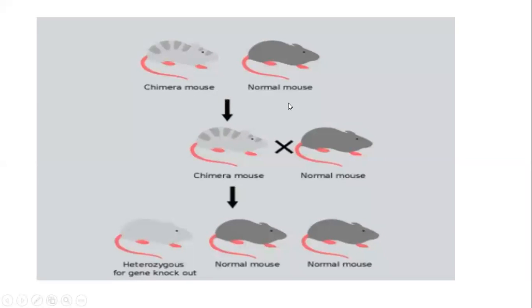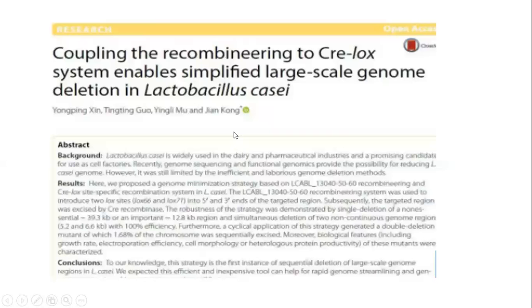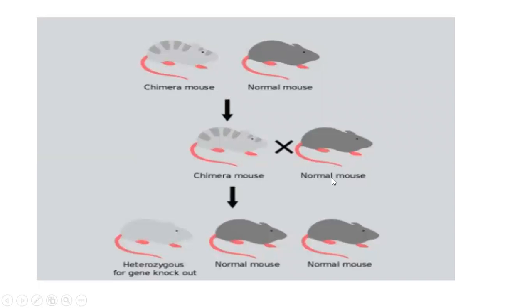Then it is crossed with the normal mouse. Again you get the chimera. Sorry. Then it is again mated with the normal mouse. So now what you get is the heterozygous for gene knockout over here. Okay, so what does it mean? Now it has got two copies of the gene, and here the heterozygous condition is there. So this is how you make your transformed or gene loss variant in the mouse.